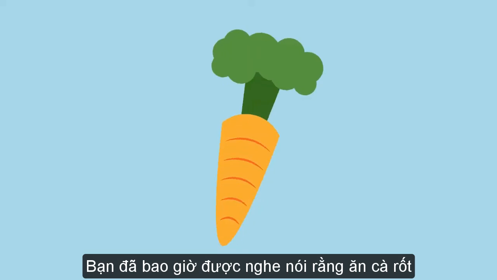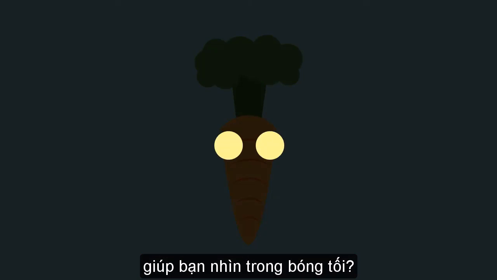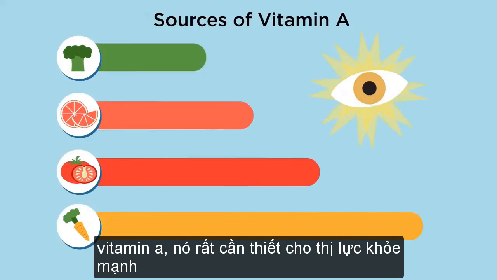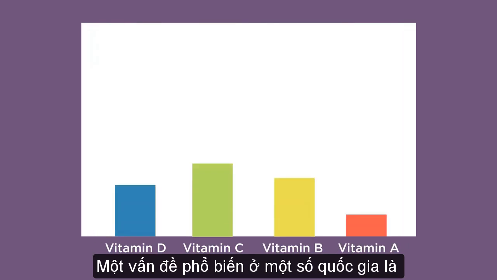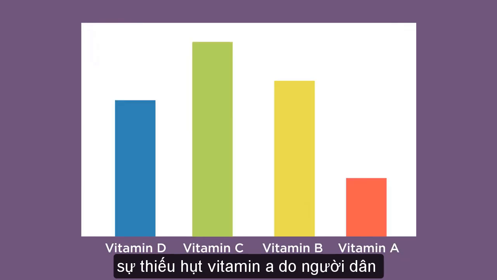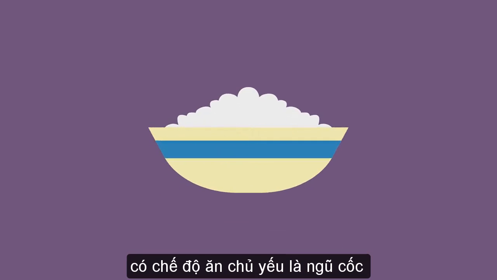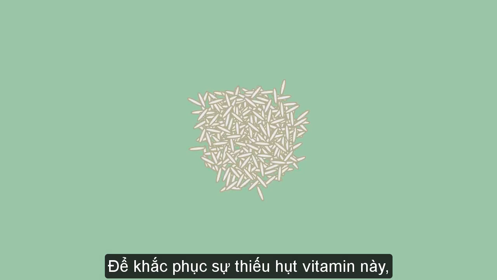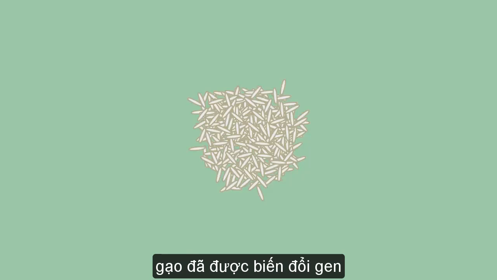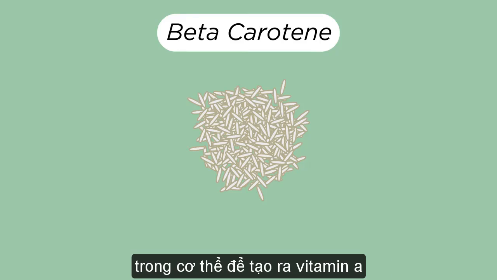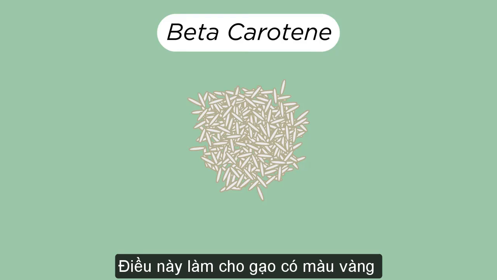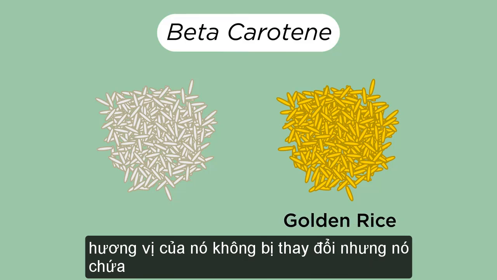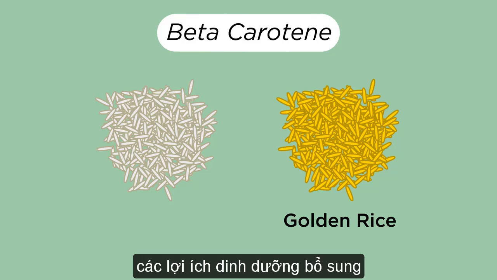Have you ever been told that eating carrots helps you see in the dark? This is because carrots are a good source of vitamin A, which is essential for healthy vision. A common problem in some countries is a deficiency in vitamin A, because people have a diet mainly made up of cereals like rice with few fresh fruits and vegetables. To overcome this vitamin A deficiency, rice has been genetically modified to contain beta-carotene, which is used in the body to make vitamin A. This gives the rice a yellow colour, so it's known as golden rice. Its taste is not altered, but it contains extra nutritional benefits.